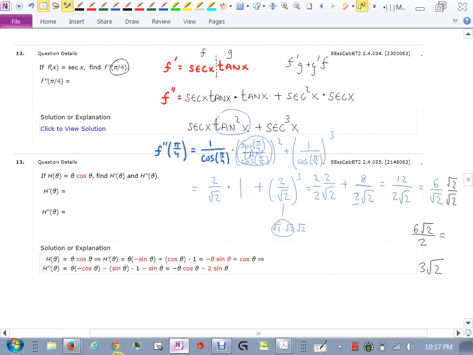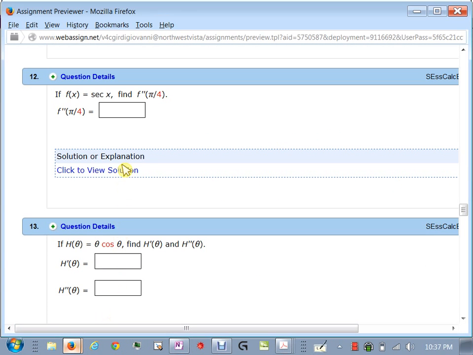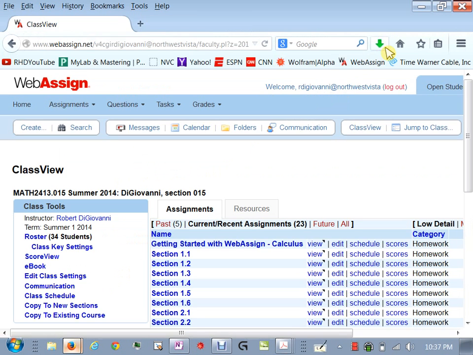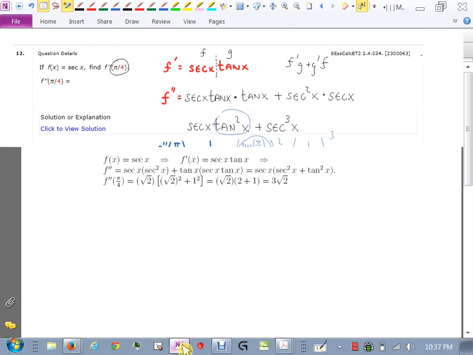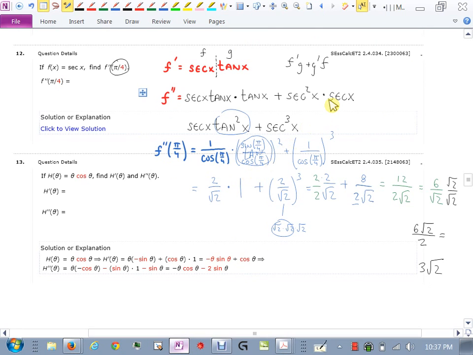All right, let's see if we got it. Yay, 3 root 2. So, boy, they didn't show you a whole lot there. I guess they just kind of assumed you could get all that. Not surprising. All right.